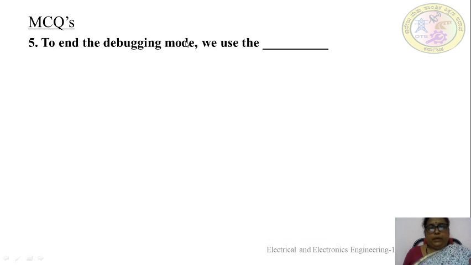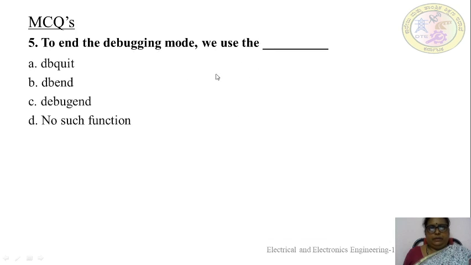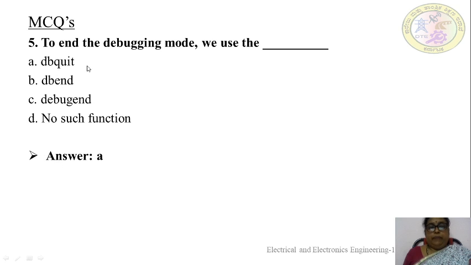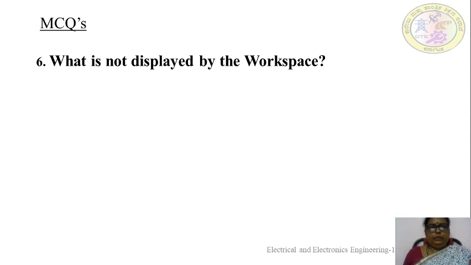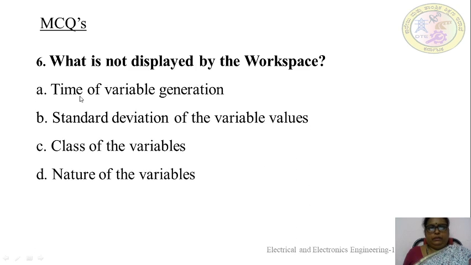To end the debugging mode, we use the dash command. Which command do we use? We use A. The dbquit command is being used. What is not displayed by the workspace? Type of variable generation, standard deviation of the variable values, class of the variables, nature of the variables. What is it not going to display? It is not going to display the type of the variable generation.